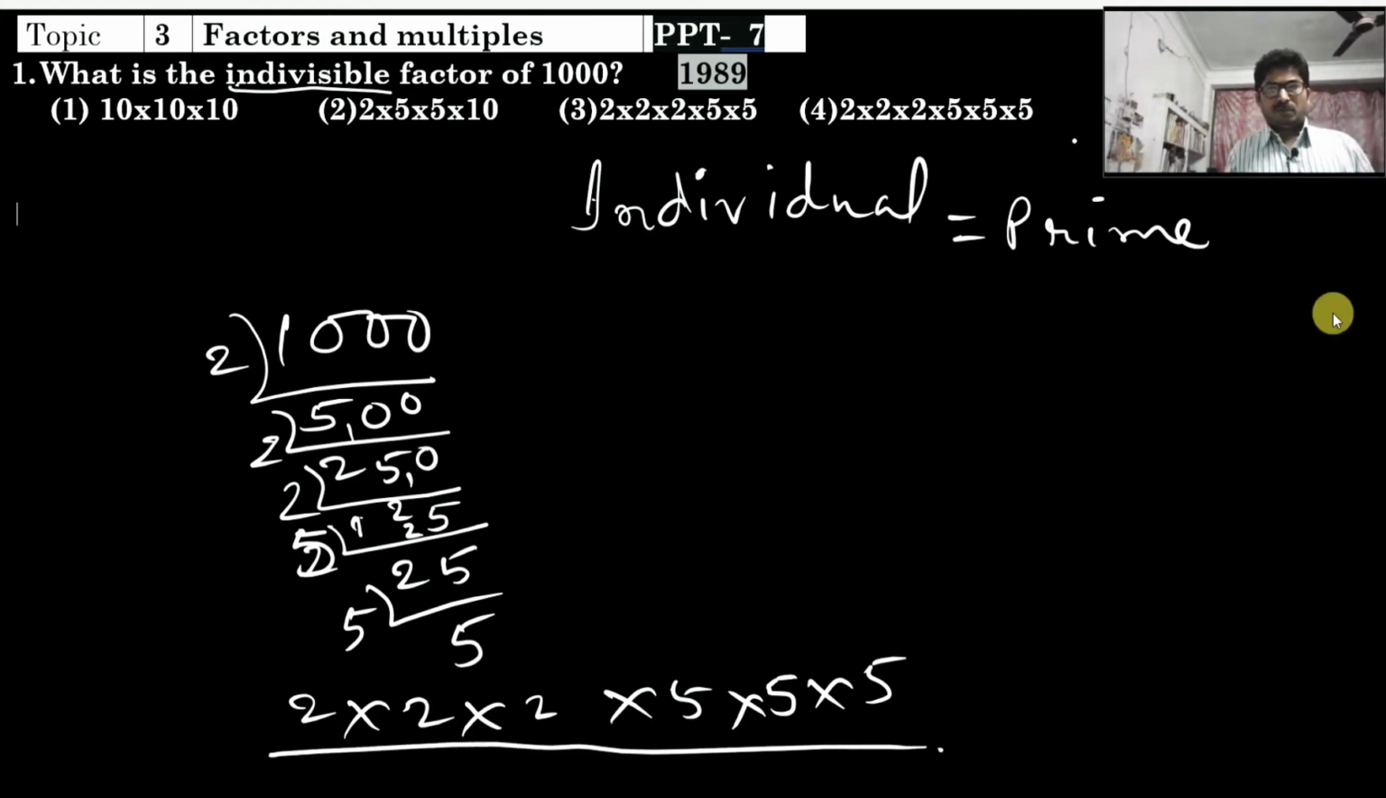Prime factors. So what is the correct option? Option 1 not, 2 not, 3 not, 4. So the fourth one is the correct option.